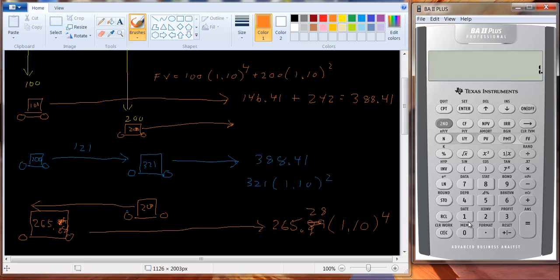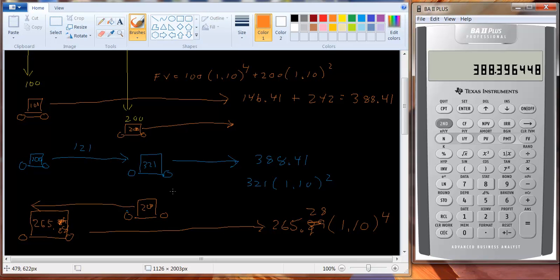So 1.1 raised to the fourth power times 265.28, and we get 388.39 or 40. Okay, pretty close. I think I should have actually rounded this up to 29 cents because I think it was 28 and it was 9/10, another 9. So, you know, that's a lot closer.